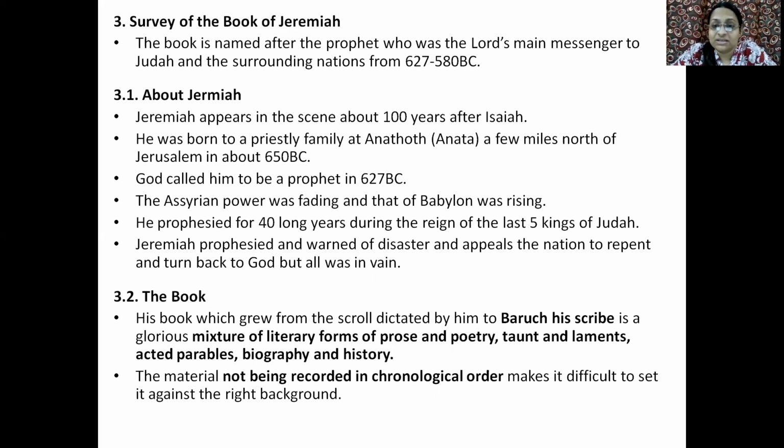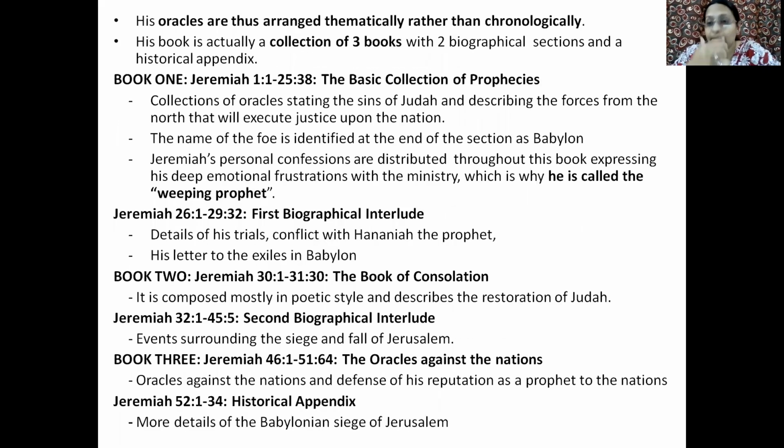It's a mixture. Okay, and then we see that the material, though everything is there in it, prose, poetry, taunts, laments, parables, biography and history, and Baruch has written everything down. Yet we see that it is not recorded in chronological order. Though history is there, it is not recorded in chronological order, but it is arranged by themes. So it makes it difficult for us to understand the chronology, or to set the right background at the right place in the book of Jeremiah, because it is all up and down. It is all events, it is all themes. That is according to which it is assimilated, or designed, or arranged. So his oracles are arranged thematically rather than chronologically, which makes it difficult to understand what happened before and what happened later on.